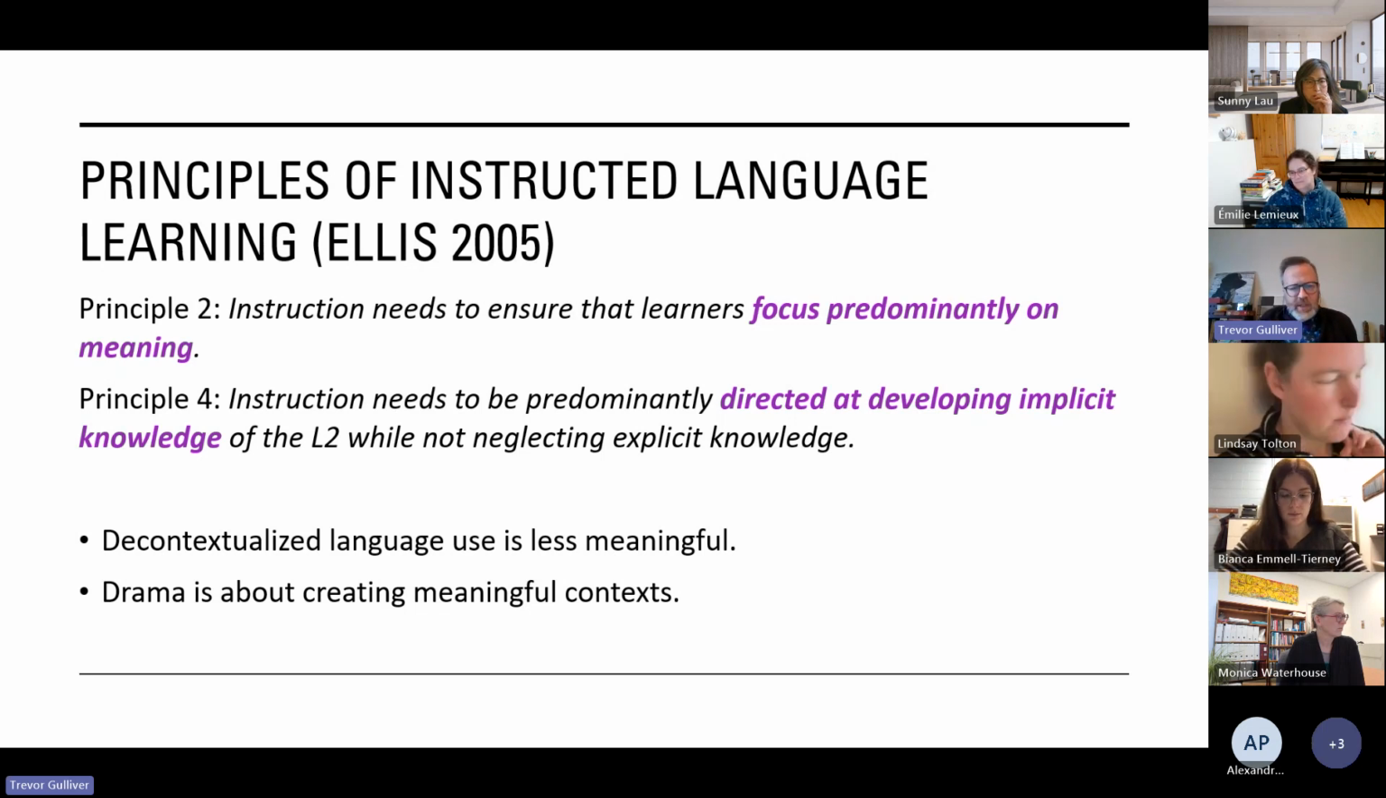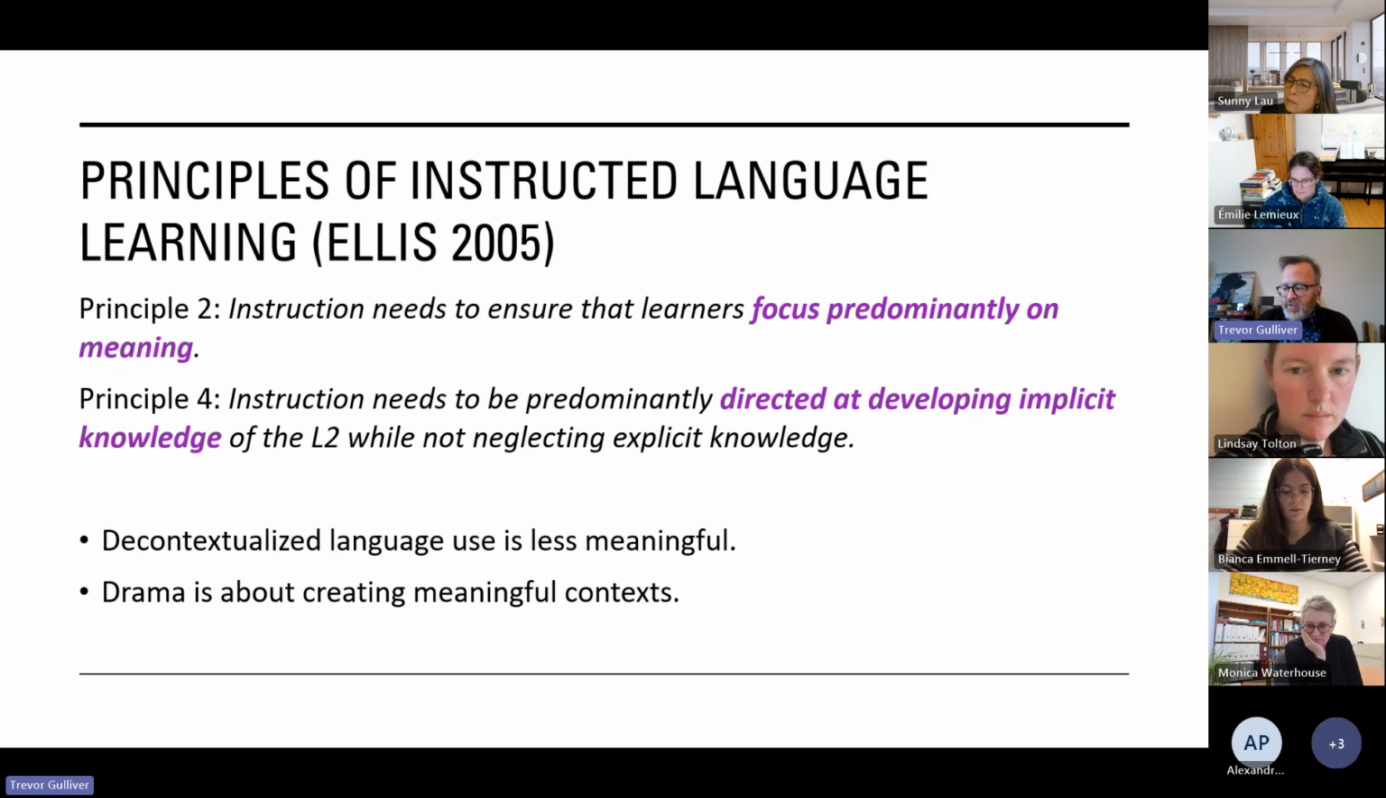So principle two in Ellis's Principles of Instructed Language Learning is that instruction needs to ensure that learners focus predominantly on meaning. And principle number four says that instruction needs to be predominantly directed at developing implicit knowledge of the L2 while not neglecting explicit knowledge. Now, decontextualized language is less meaningful. Drama is about creating meaningful context and situations, and creating situations in which it's possible to mean things.